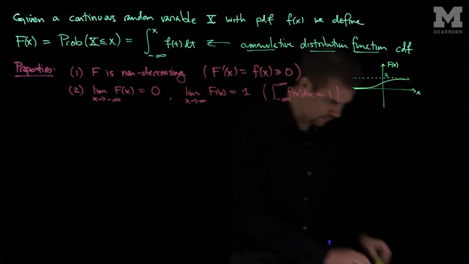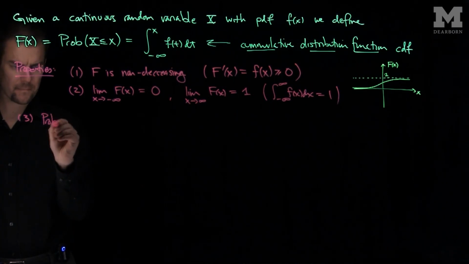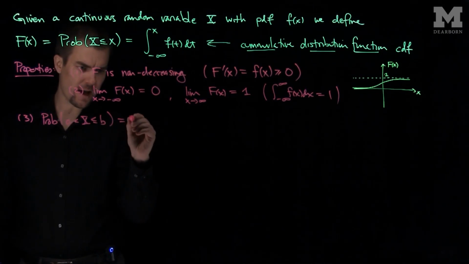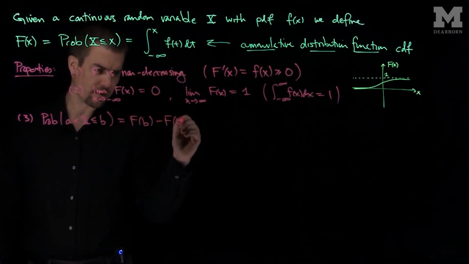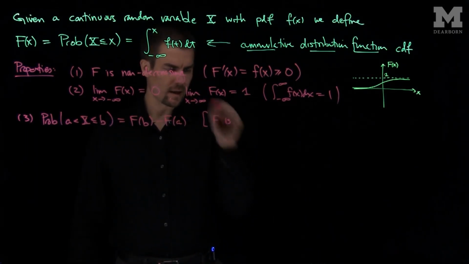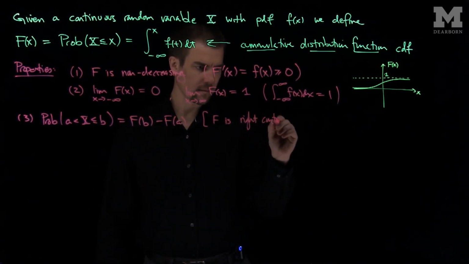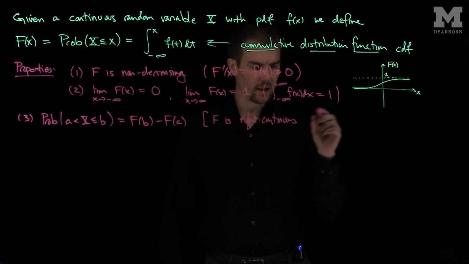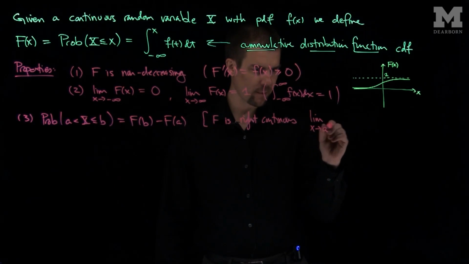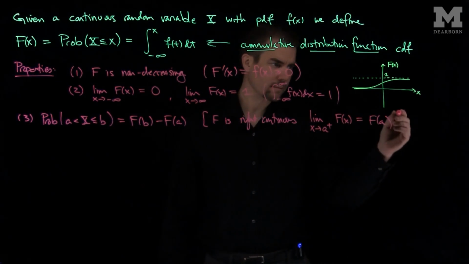And then the last one, which is extremely important for us, is the third property, that the probability that a is less than X is less than or equal to b is going to be F of b minus F of a. And this also comes from the fact that the function F is right continuous. Which means that if I look at the limit as x goes to a from the right of F of x, that will be F of a.